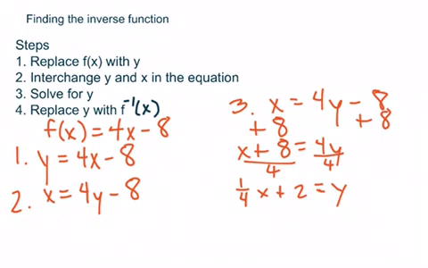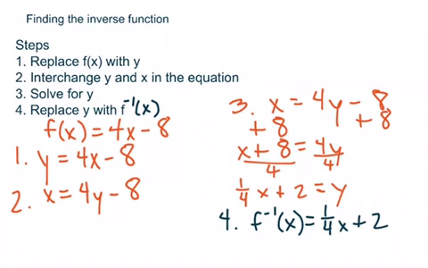And finally, we're going to look at step number 4. Here's step number 4. We're going to replace the y with f of -1x. And so that's just going to look like this, f negative 1x is equal to 1/4 x plus 2.